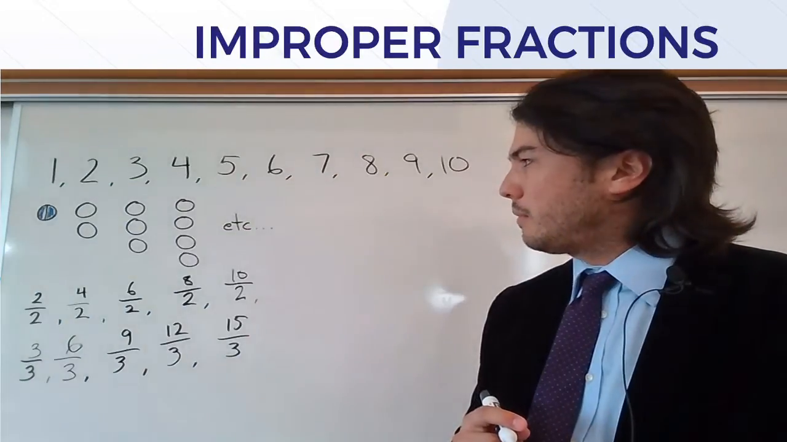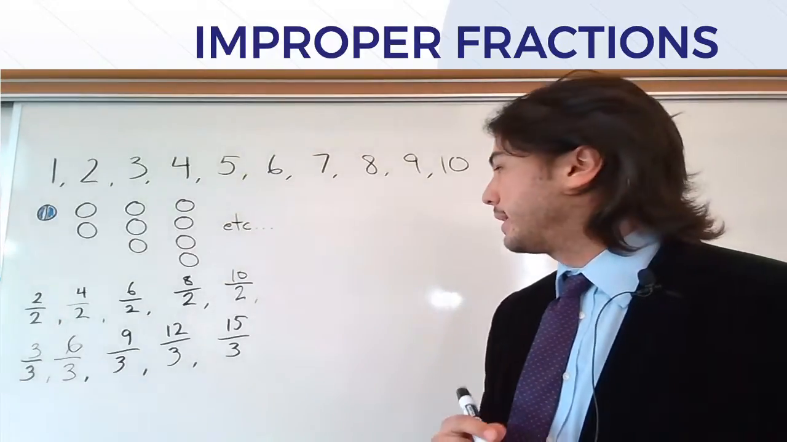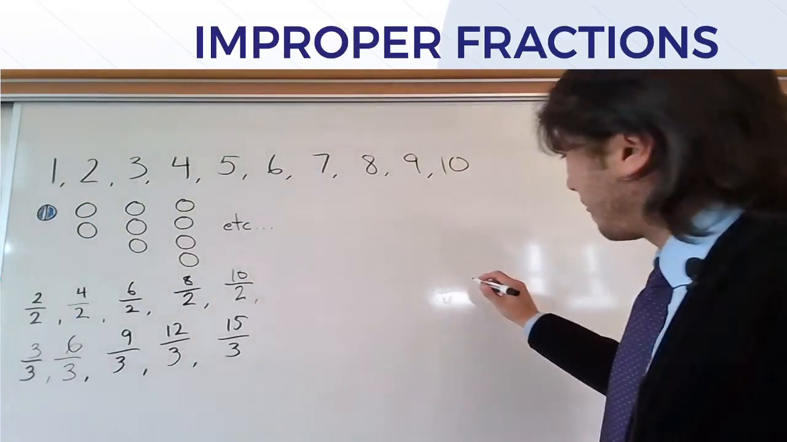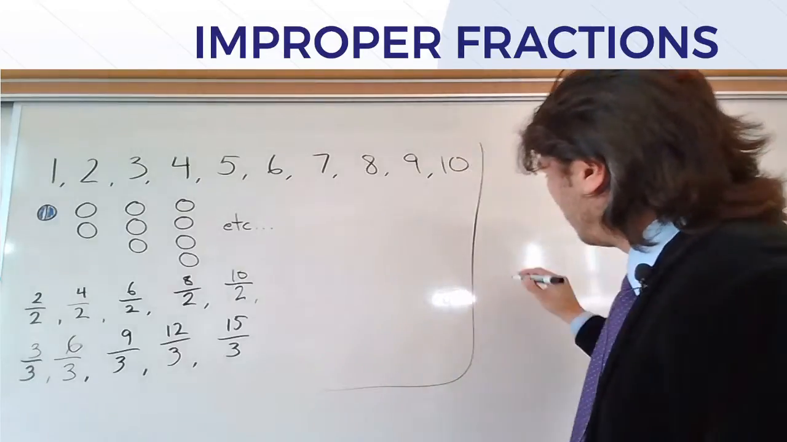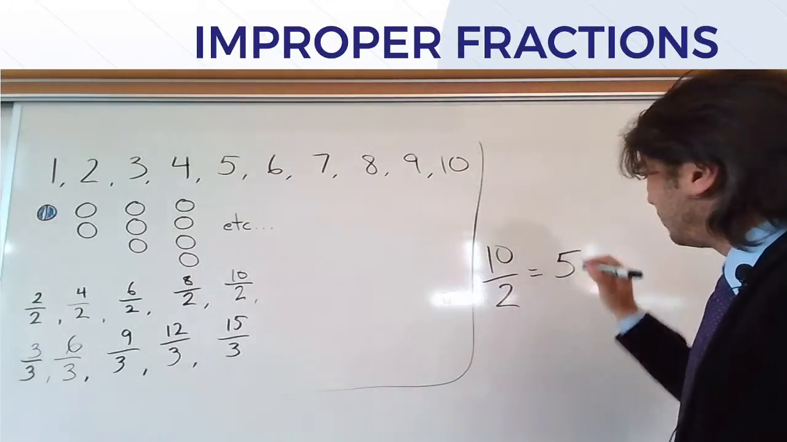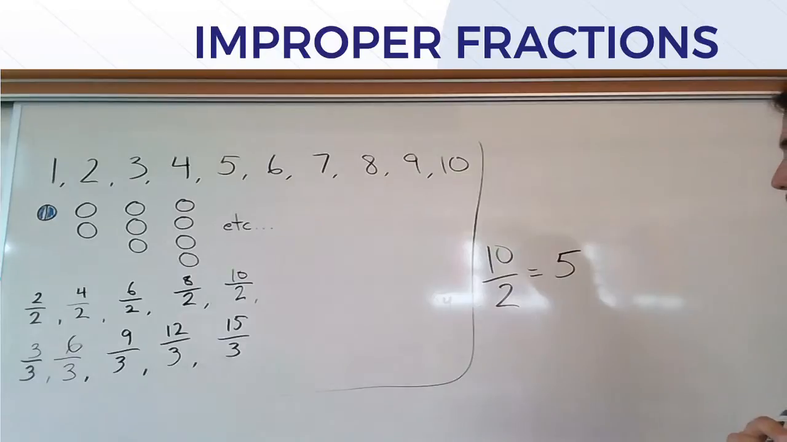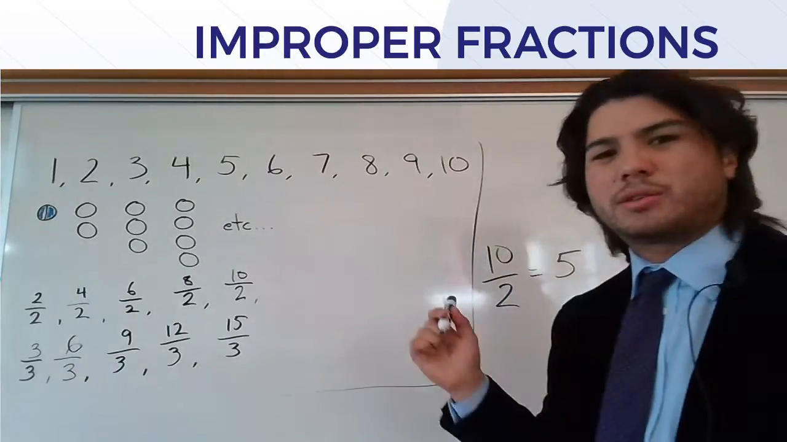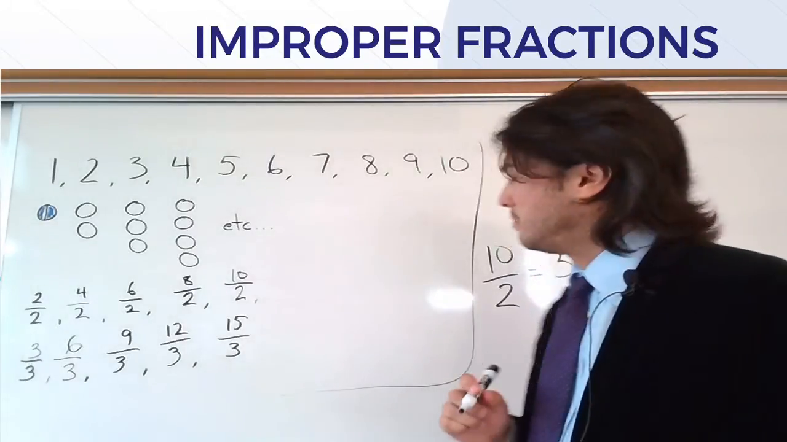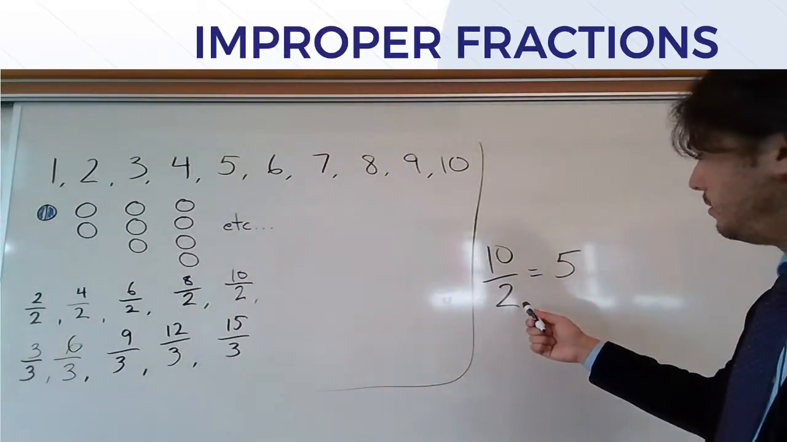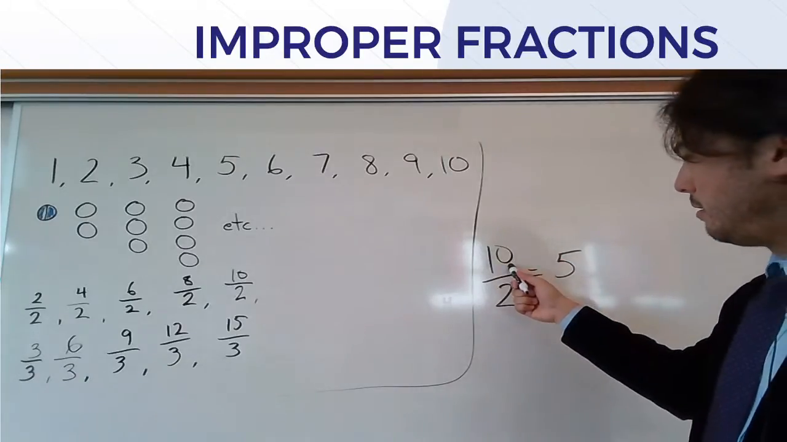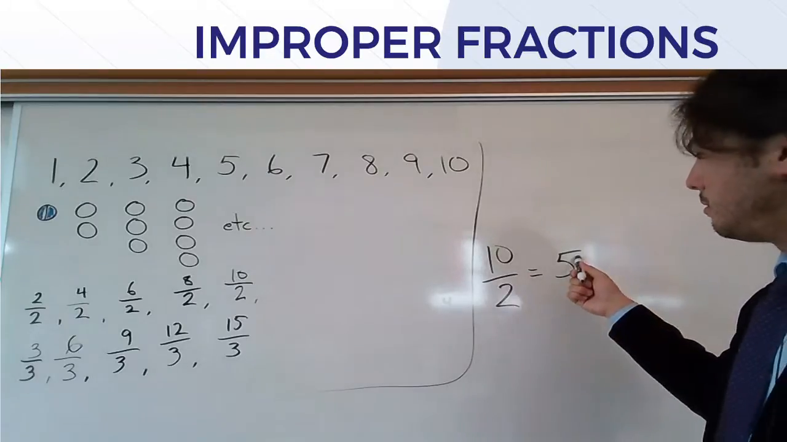Now, this is important to note because I want us to make a connection. Let's take a look here at 10 halves equals 5, right? Ten halves equals 5. Have we seen these three numbers sort of be connected before? Well, I definitely know that 2 times 5 is 10. And 10 divided by 2 is 5.